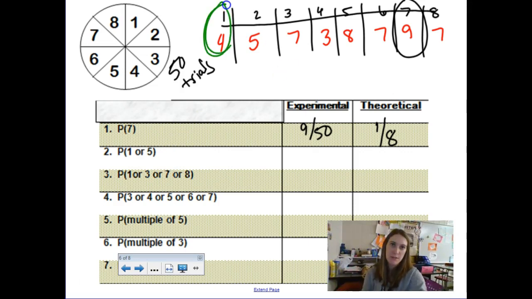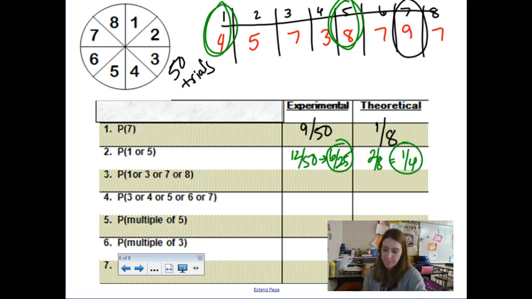All right, how about the probability of it landing on 1 or 5? So a 1 or a 5 would be considered a success this time, so that would be 12 times out of 50, which of course reduces to 6 over 25. The probability of it landing on 1 or 5 for theoretical would be 2 out of the 8 segments, which is 1 out of 4.